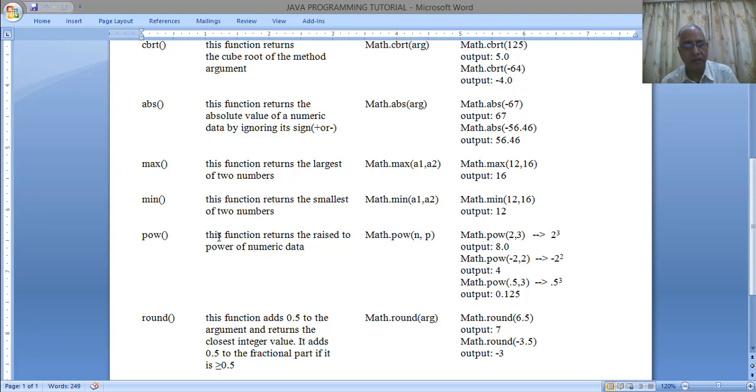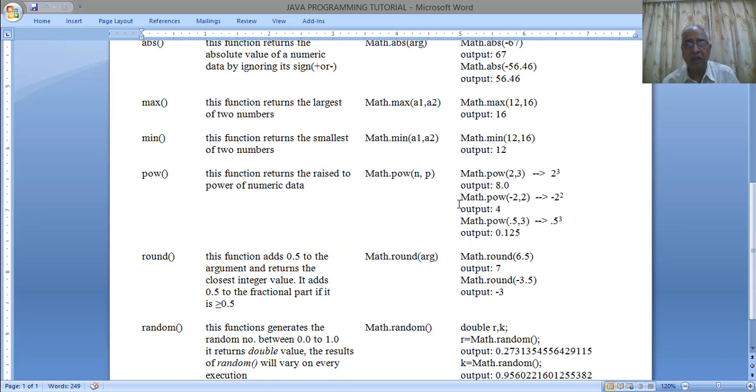Then again we have Math.pow(-2, 2). So -2 to the power of 2, that is -2 times -2, the output is 4. Then Math.pow(0.5, 3) means 0.5 raised to the power of 3, that is 0.5 times 0.5 times 0.5. The output will be given to you as 0.125. So since the values are in points, here we can take a float variable.